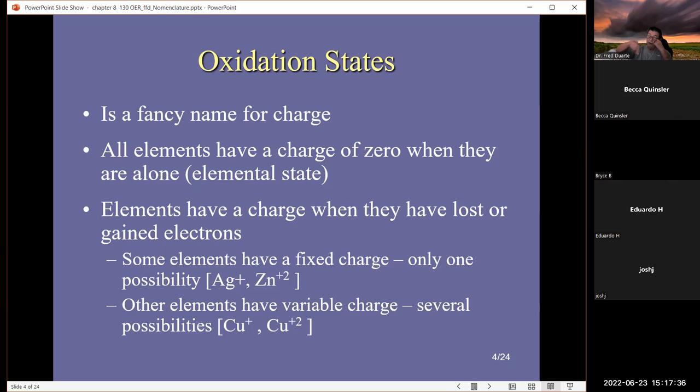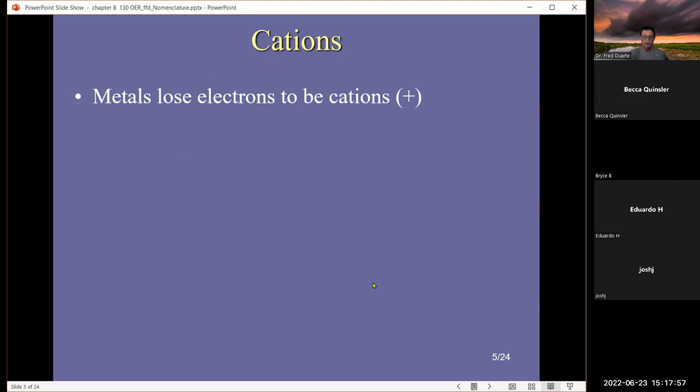That means that all the other metals other than the 16 have a variable charge. For example, copper can exist either as a +1 or a +2. Iron can exist as a +2 or a +3. It depends on the reaction and conditions to give it whatever charge.